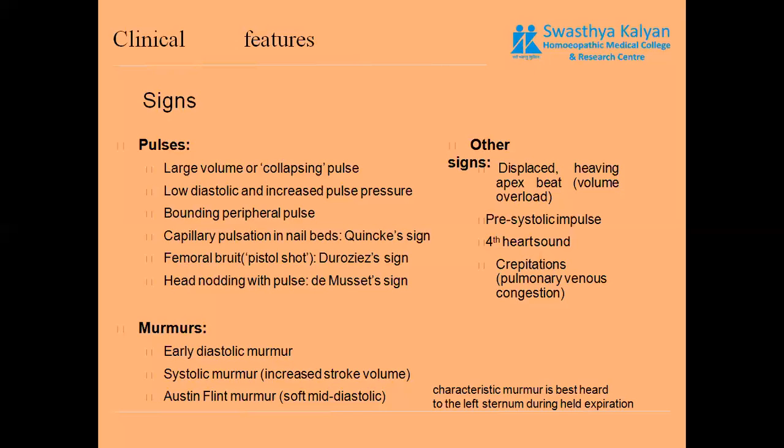Murmurs: an early diastolic murmur can be heard because as the ventricles undergo diastole, that would be the time when the blood from the aorta would be regurgitating back into the ventricles. There is also a systolic murmur, and this is due to increased stroke volume. An Austin Flint murmur, that is a soft mixed murmur, is a characteristic murmur. It is best heard at the left sternal border during held expiration.